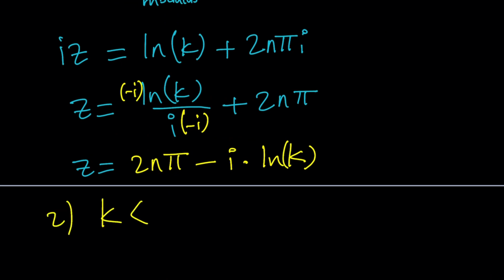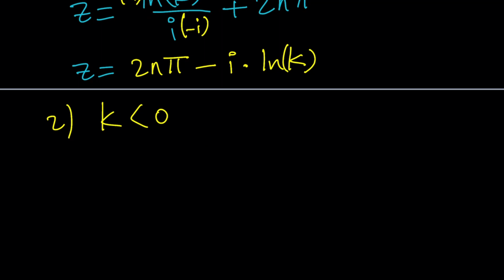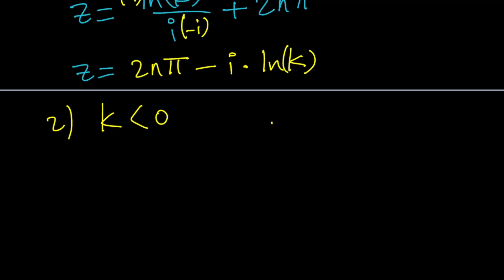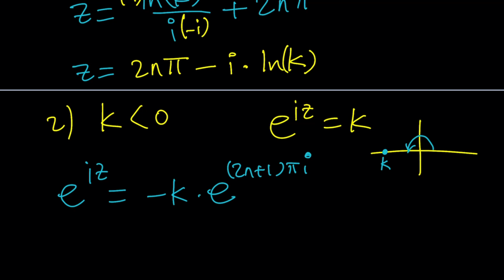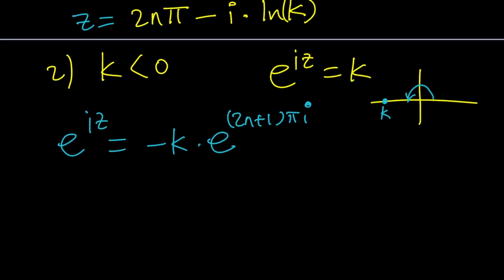Let's go ahead and take a look for k is less than 0. Now, what is the difference when k is less than 0? Then our number is going to be slightly different. Now, remember, we wrote this as e to the iz equals k, but now k is on the left-hand side, so its absolute value is actually going to be negative k, okay? So k is negative, therefore, we have to write, and the angle is going to be 2 n plus 1 pi. In other words, odd multiples of pi, the smallest one being pi. So we're going to write k as negative k times e to the power 2 n plus 1 pi i. Okay? Now notice that this represents the same thing, but with the k negative.